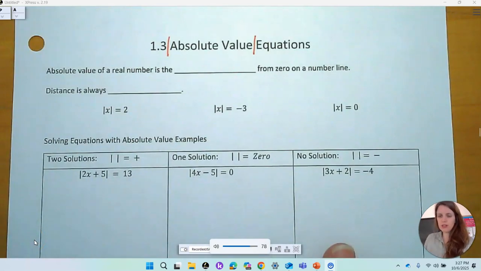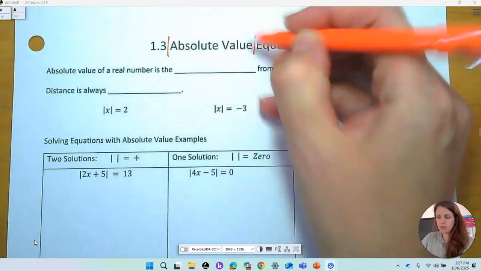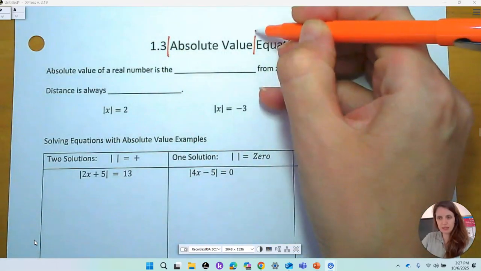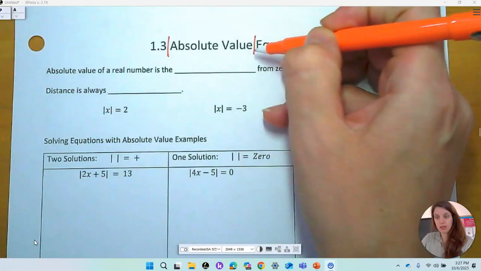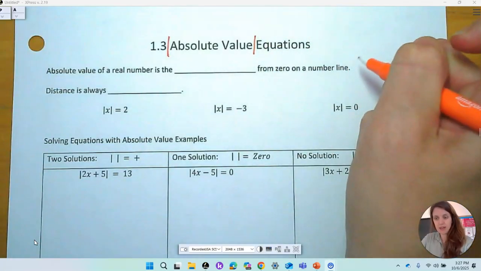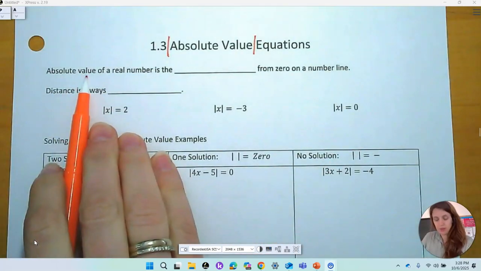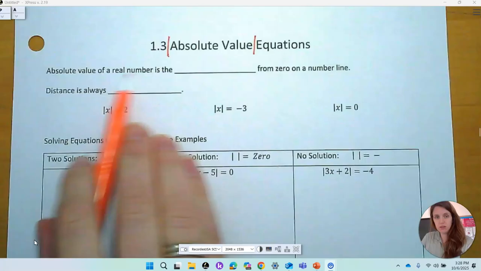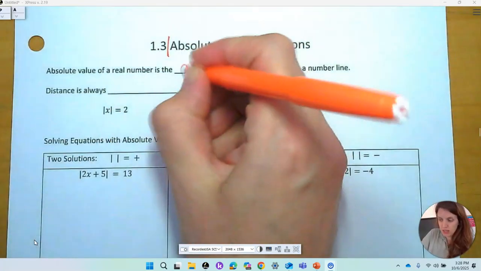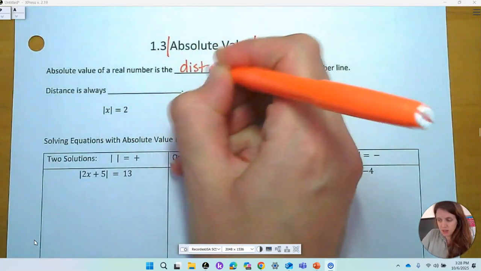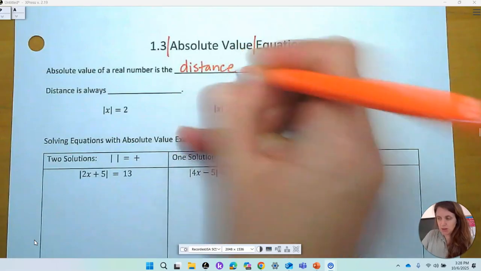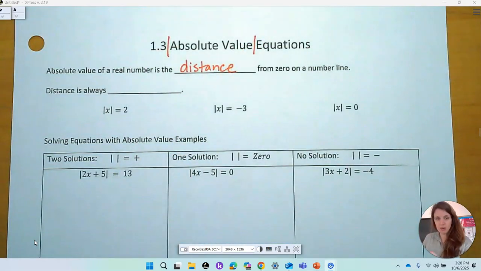Okay, so we are going to talk about absolute value equations. And absolute value are these symbols that are kind of straight lines, and they represent the distance of a number from zero. So the absolute value of a real number is just the distance from zero on a number line.